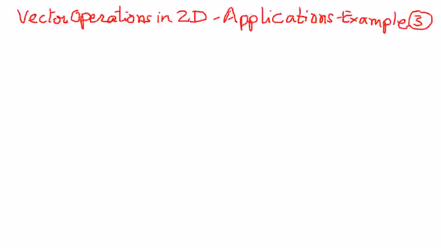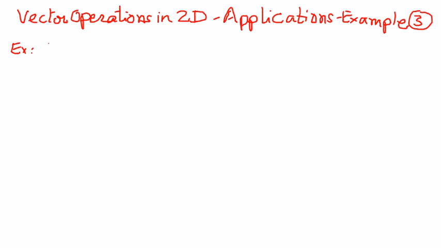Welcome to my presentation. In this presentation, let us look at some application problems related to vector operations in two dimensions. In this example, let us say we have an equilateral triangle, and if v is a vector and w is a vector, and those are the sides of an equilateral triangle with area 25 square root of 3, we want to find vector v dot vector w.